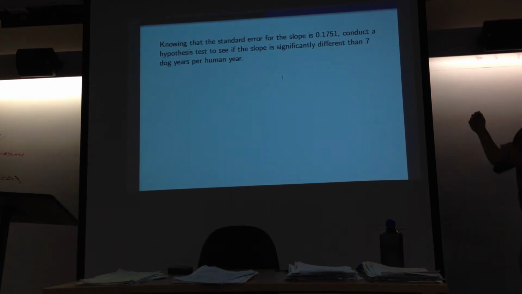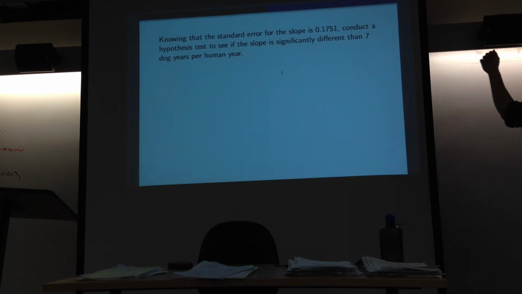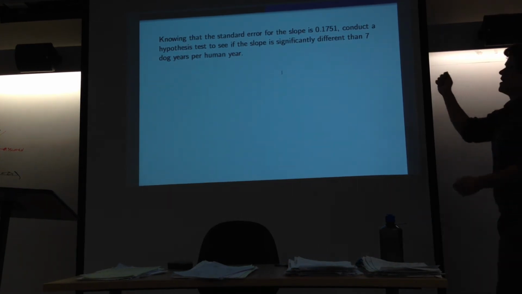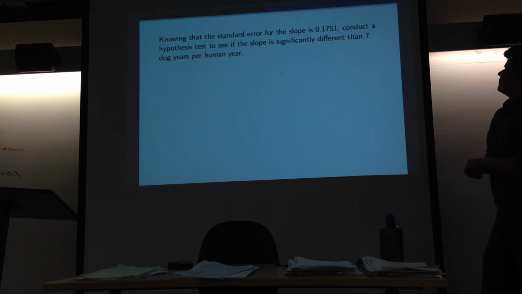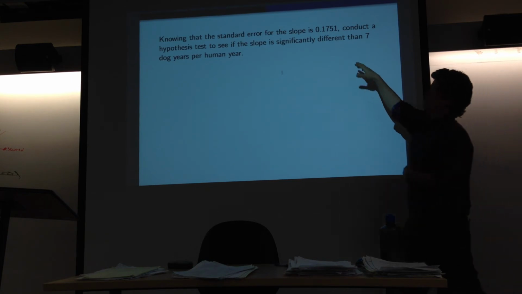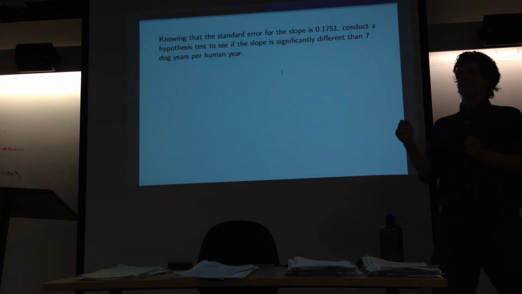So next, if you're given a standard error, we wouldn't have you find a standard error, but given the information in the slide, you could find that. It would just be a bit cumbersome. So you're given that the standard error for the slope, beta 1, is 0.1751. So let's conduct a hypothesis test to see if this slope is significantly different than 7 dog years per human year.